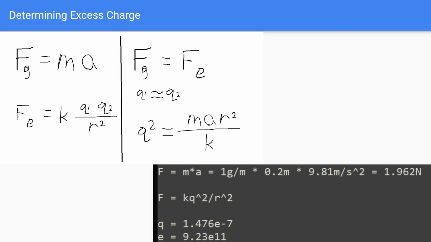Since the fundamental unit of charge is the electron, dividing the charge of the tape by the charge of an electron reveals the amount of missing electrons to be 9.23 times 10 to the 11. This is roughly 900k atoms for every missing electron in the tape.